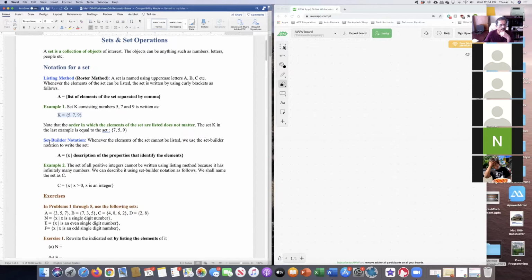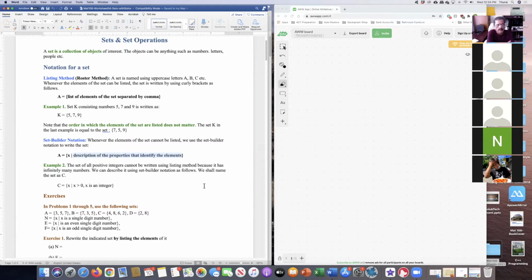The other one is called set builder notation. Now, we cannot always list all the elements in our set. And that's when we use this set builder notation. We'll see examples in a minute. In the set builder notation, you write the name of the set, and then in the curly brackets, you always write X. Basically, you're representing all your items in the set by the symbol X, and then you describe the conditions on X. What are the properties of X?